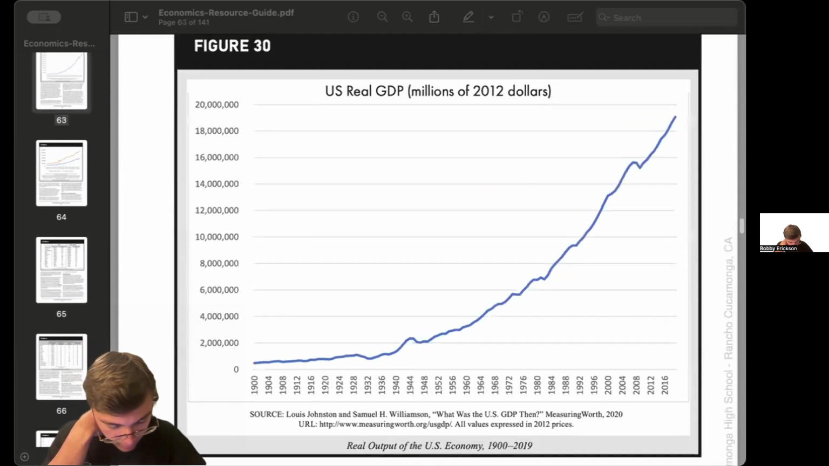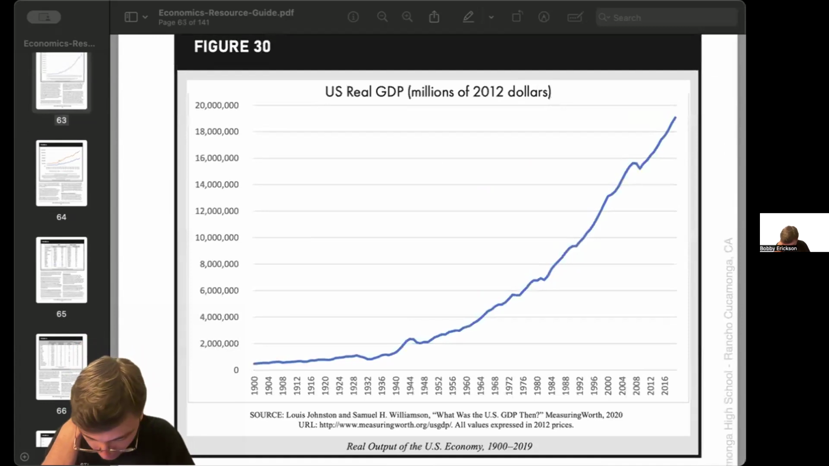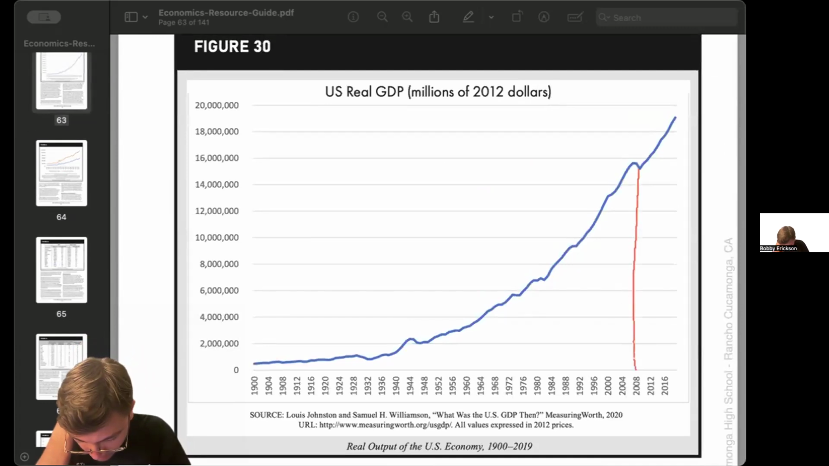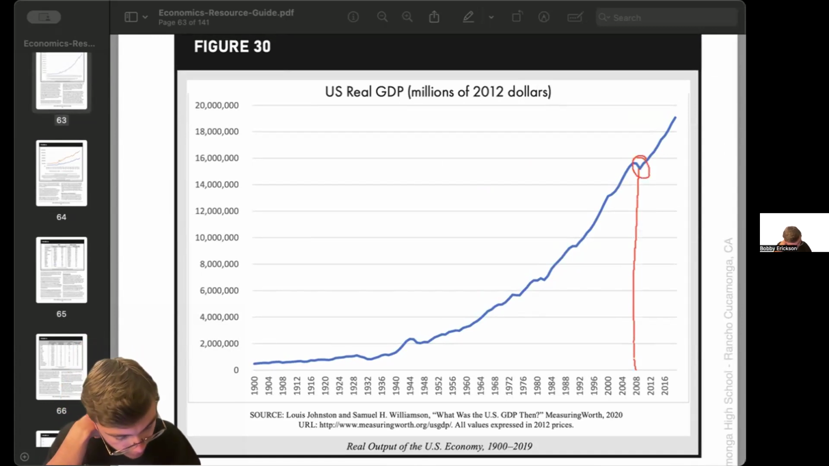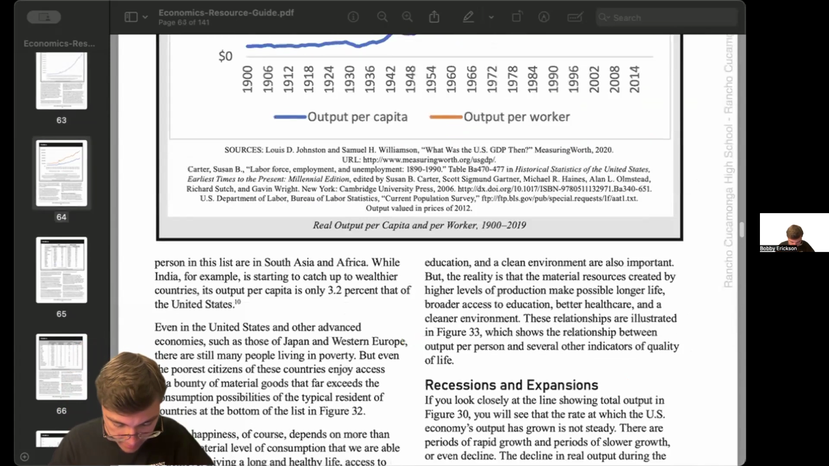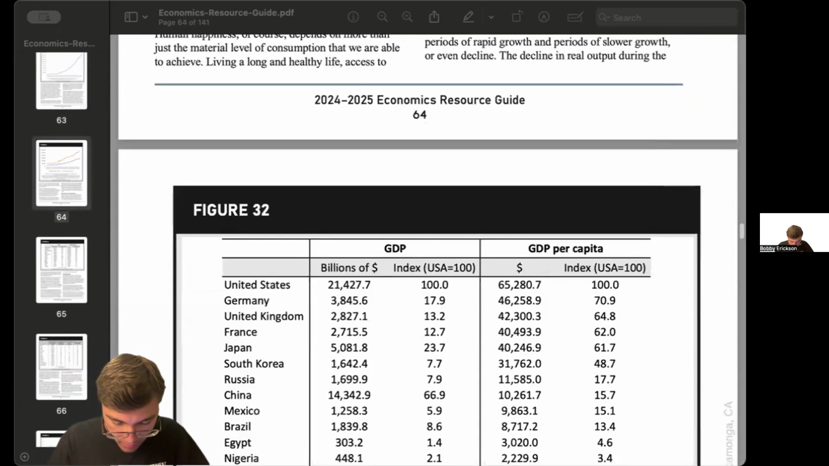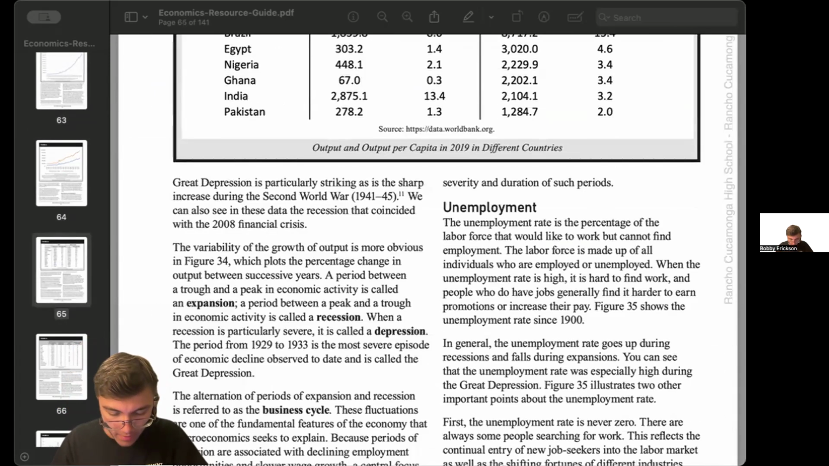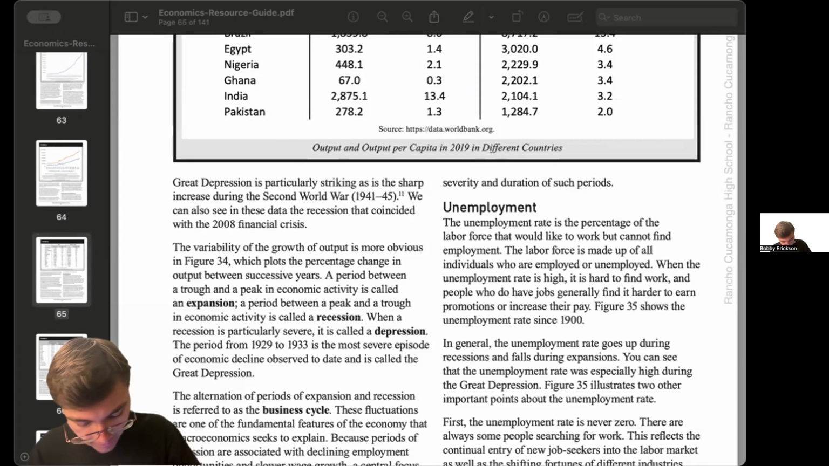So if we look at 2008, there's a dip right here. And so let's go back down. And so each of these are given specific names.